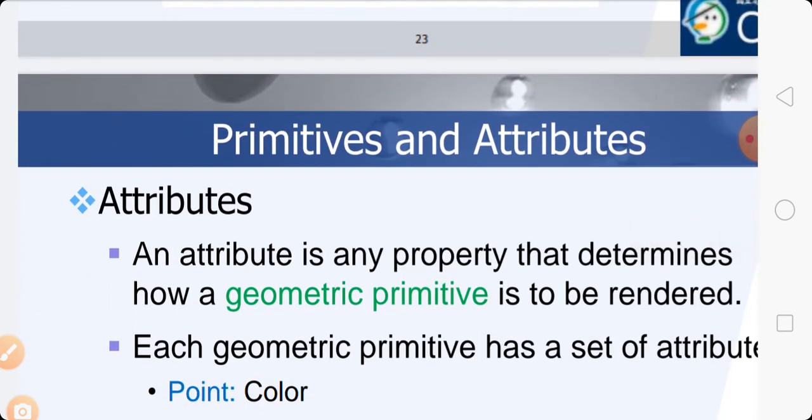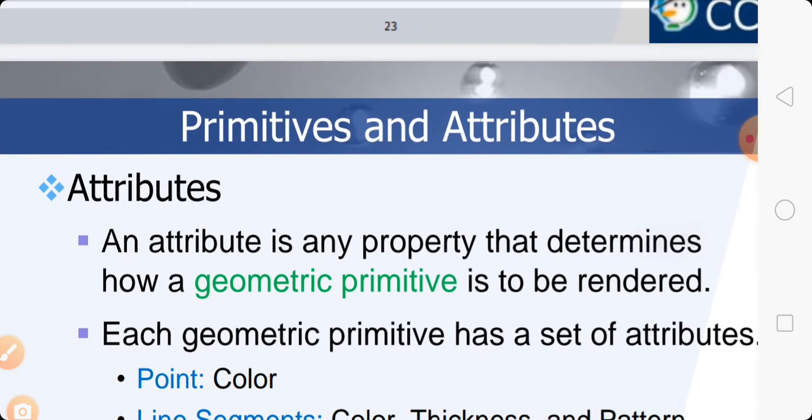So these are the primitives we saw in the previous session. Now we have to study the attributes of the OpenGL application interface. An attribute is a property that determines how a geometric primitive is to be rendered.